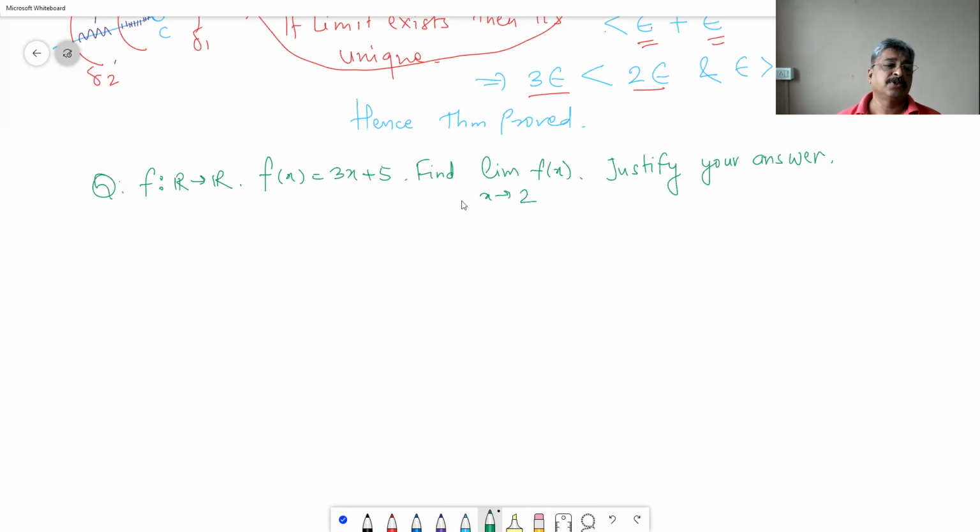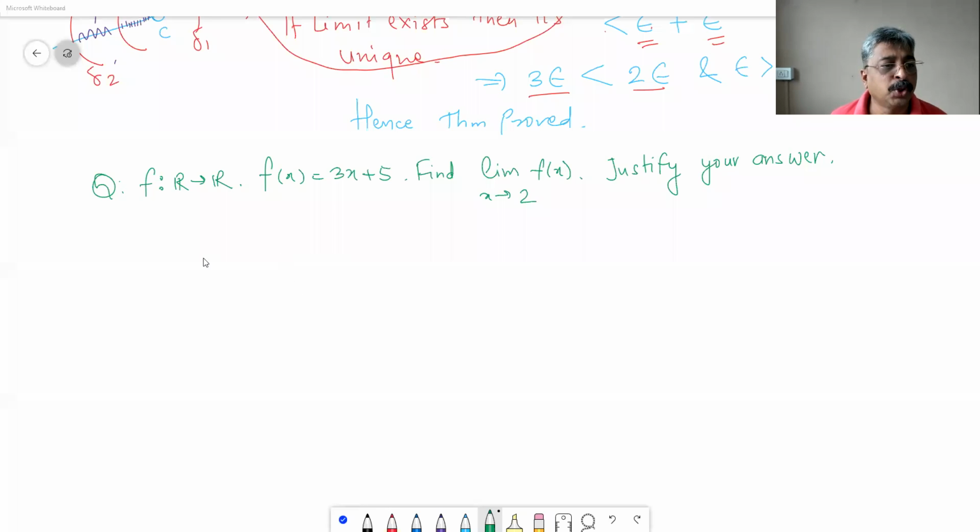If limit definitions were not there, calculus was not there, can we find out the value of the function at x is equal to 2? Yes, 6 plus 5, 11. 11 is going to be the value before calculus also, and now we are going to say that yes, 11 is the value after calculus also, but then we have a responsibility of showing why it is 11 after calculus. That is the meaning of justify your answer. I give you a couple of minutes for writing your justification, because we all know that the limit is 11.